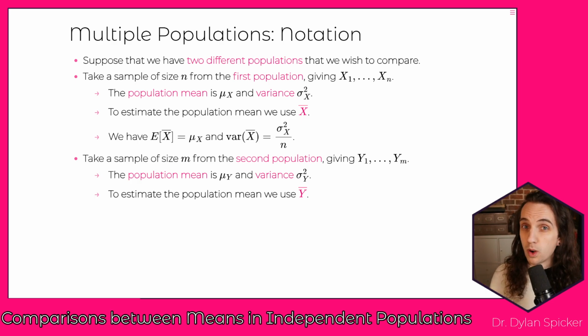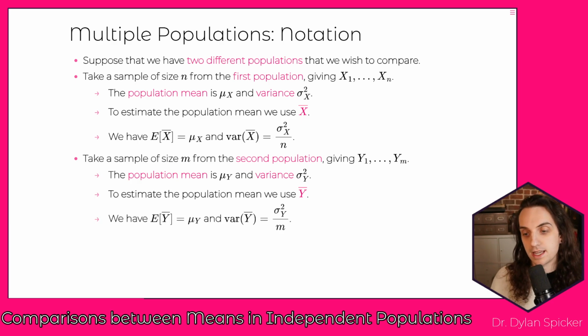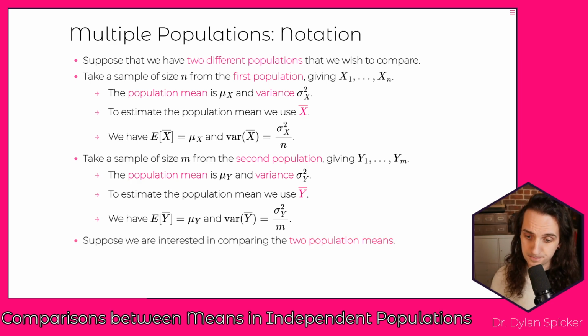Once again, we can use y bar to estimate the mean of this population, right? And so this would be similar to doing one sample inference. We also can say, well, the expected value of y bar is going to be the population mean of y, so that's mu y, and the variance of y bar is sigma y squared, so the population variance divided by the sample size, which is m, right? So all of this is the standard result from one sample inference.